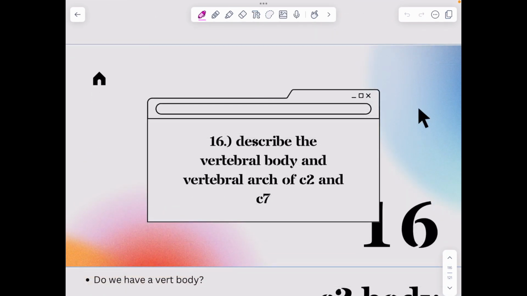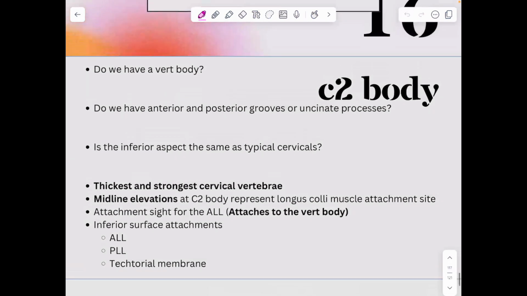Okay, so now we'll be doing number 16, describe the vertebral body and vertebral arch, C2 and C7. So for C2 body, do we have a vertebral body? The answer is yes, unlike C1, where we don't have one. And then do we have anterior and posterior grooves? That is a no, because we have the dens. Uncinate processes, we do not on the superior surface. Once again, because we have that dens.